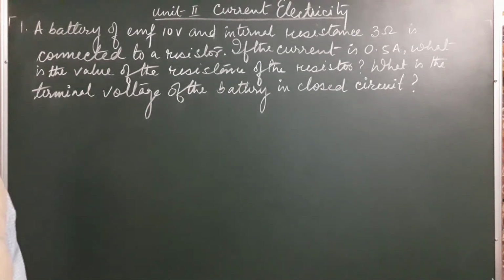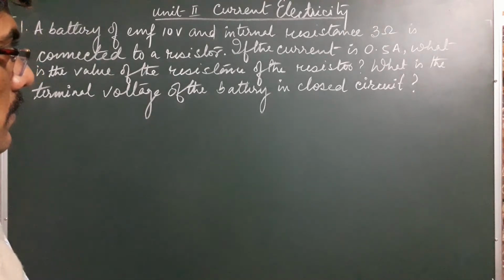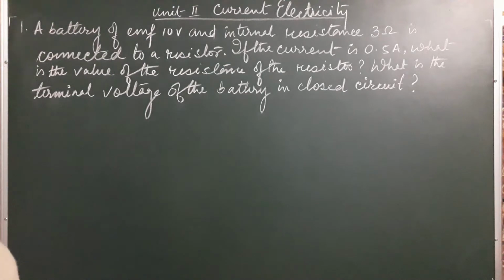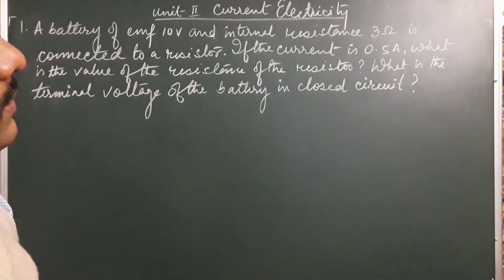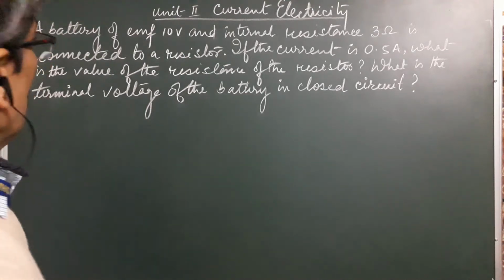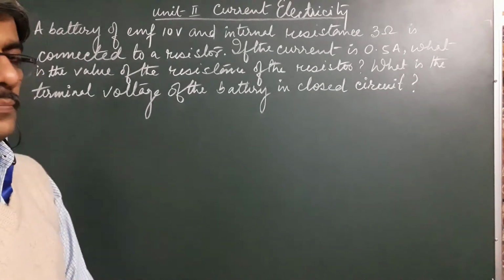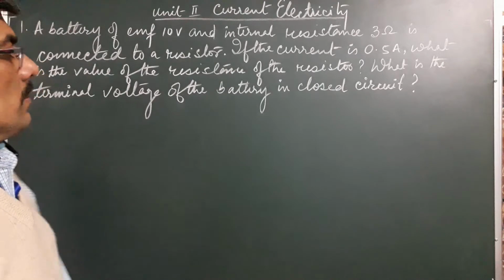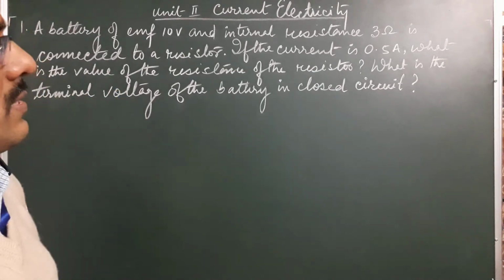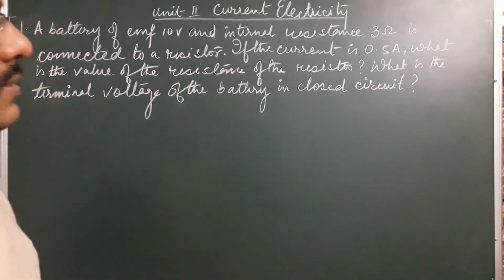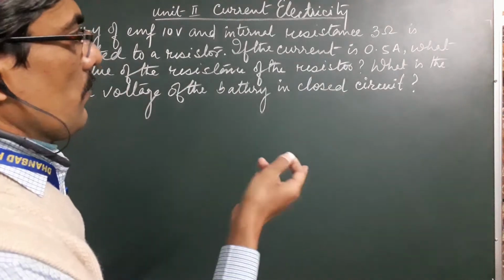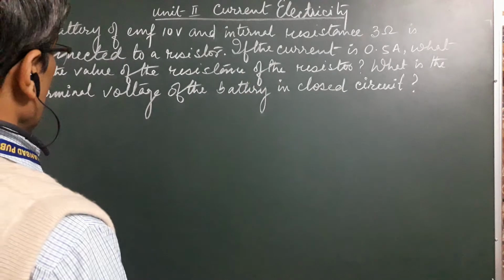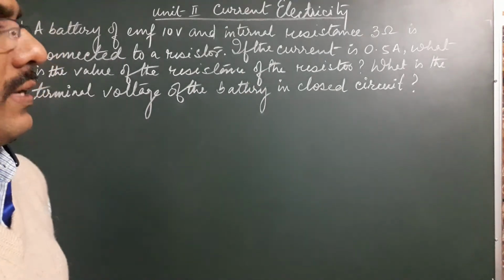The first question today of Unit 2 Current Electricity. A battery of EMF 10 volt and internal resistance 3 ohm is connected to a resistor. If the current is 0.5 ampere, what is the value of the resistance of the resistor? The second question of the same part: what is the terminal voltage of the battery in closed circuit?